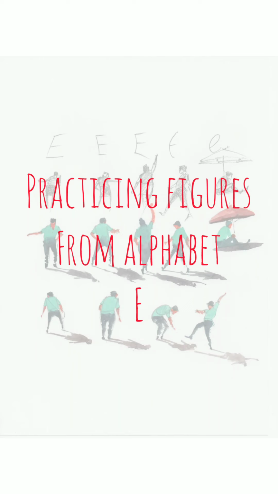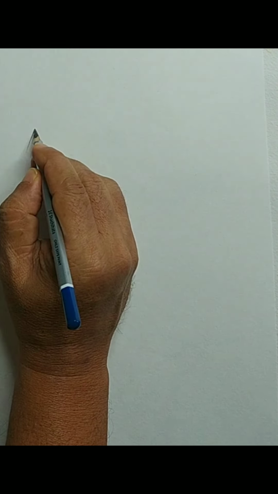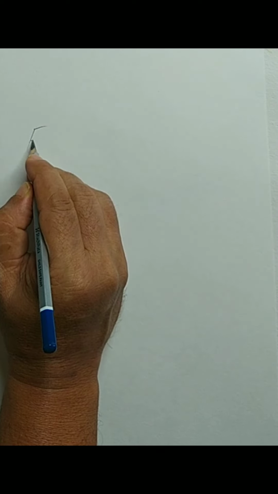Welcome back to this tutorial series where we are generating figure ideas from alphabets. Let us continue our series with alphabet E. Here I am using a sheet of cartridge paper A4 size and let us start by writing these alphabets with different variations. We are writing alphabet E with different variations.